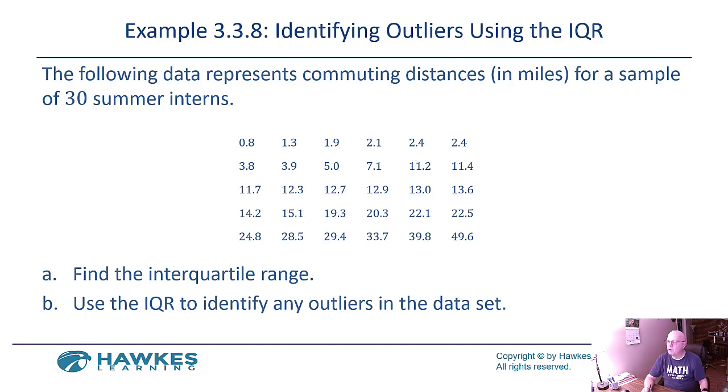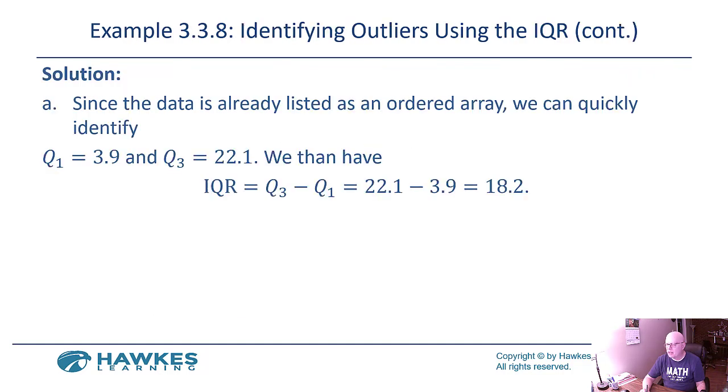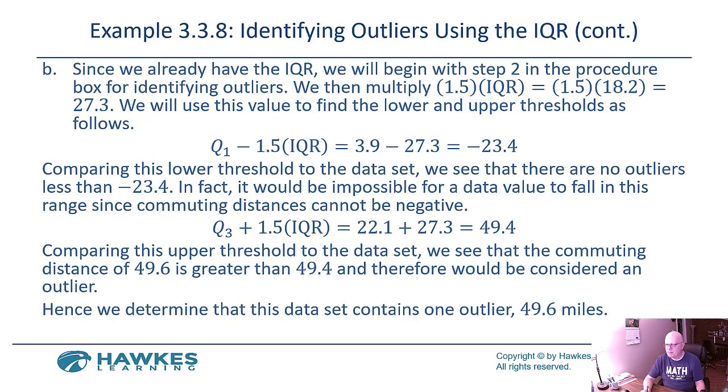So here are some commuting distances for some summer interns. Find the interquartile range. Use the IQR to identify the outliers in the data set. So, the interquartile range, subtract the quartiles, we get 18.2. Do you remember what we do next? If you said multiply by 1.5, you're right. Multiply by 1.5. Subtract that from Q1.